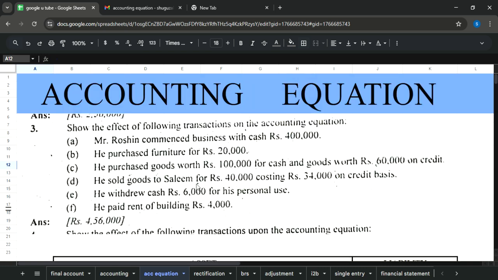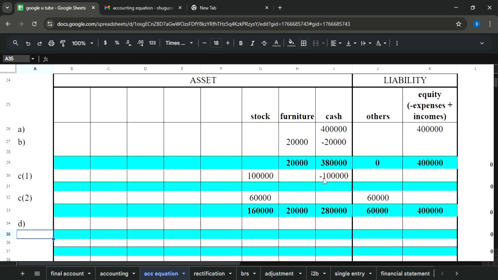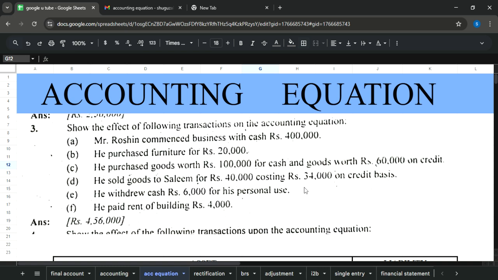He sold goods to Salim for 40,000, costing rupees 34,000, on credit. Since in the previous question we have already seen this entry, you will sell only if you can get profit. So this entry is related with profit. Value of goods was 34,000. So goods are going out worth 34,000. We will come to stock, and here minus 34,000. So goods are going of worth rupees 34,000, while you have sold these commodities on credit.